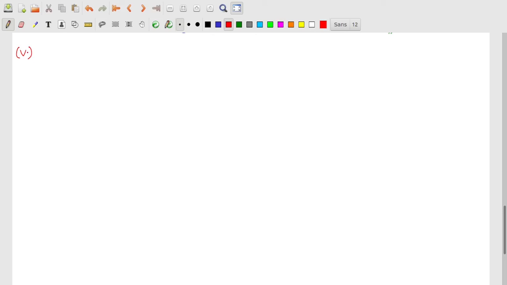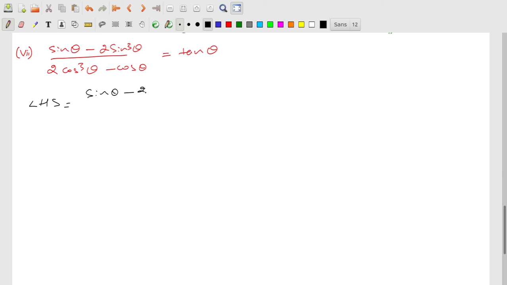So question number 7, we have (sin theta minus 2 sin cube theta) whole divided by (2 cos cube theta minus cos theta) in the LHS, and we need to prove this is equal to tan theta, right? Okay, let's take the LHS. That is (sin theta minus 2 sin cube theta) whole divided by (2 cos cube theta minus cos theta).